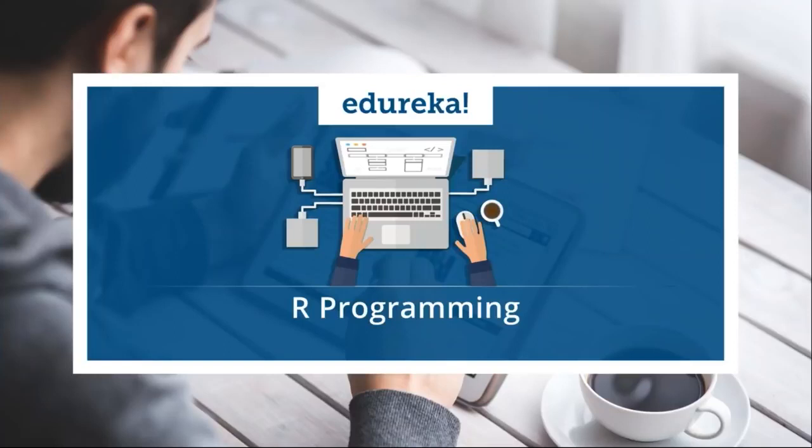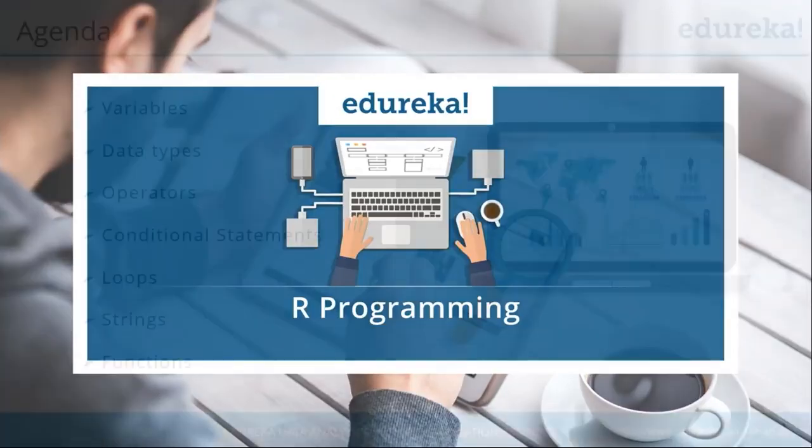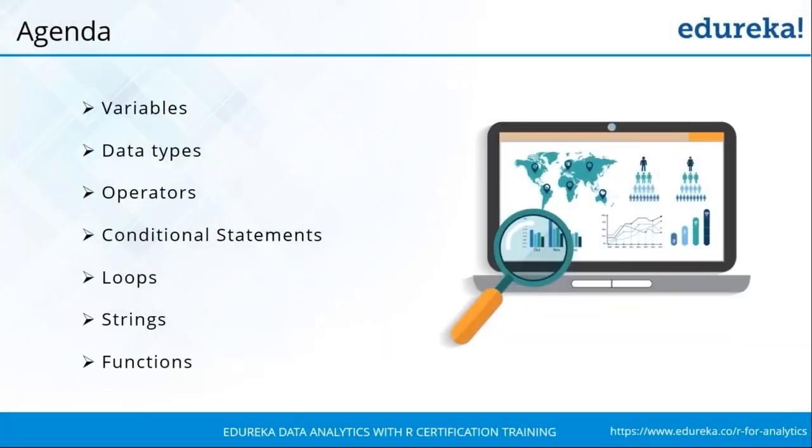Now let's not waste any time and let's move forward and look at today's agenda and get a good understanding as to what we'll be learning in today's session. We'll start off with a simple understanding of what a variable is and the various data types that are supported in R. From there forward, we'll be looking at the various data operators, the conditional statements, the loops, and then we'll be slightly deep diving into strings and functions.